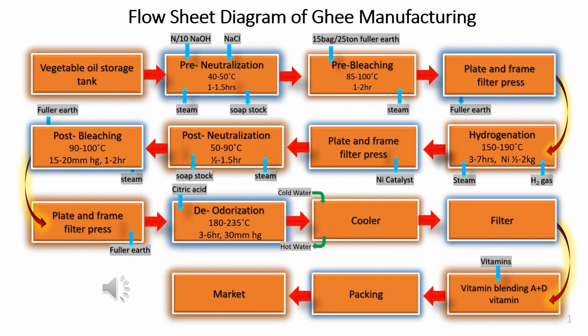So there are the following major steps which take place in the manufacturing of ghee. These steps are deneutralization, rebleaching, hydrogenation, post-neutralization, post-bleaching, deodorization, and vitamin blending. So these all are the most important steps in the manufacturing of ghee.